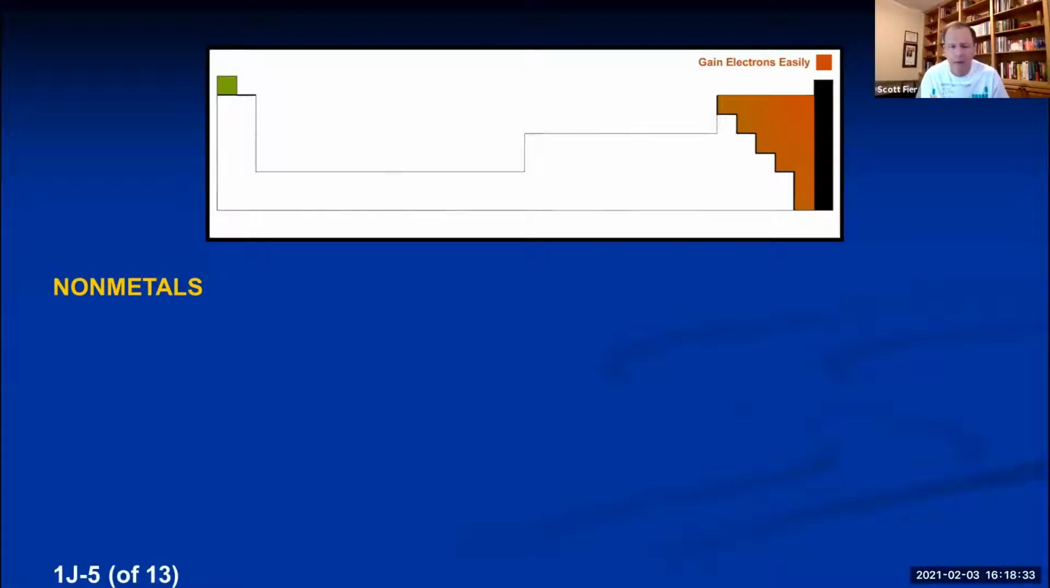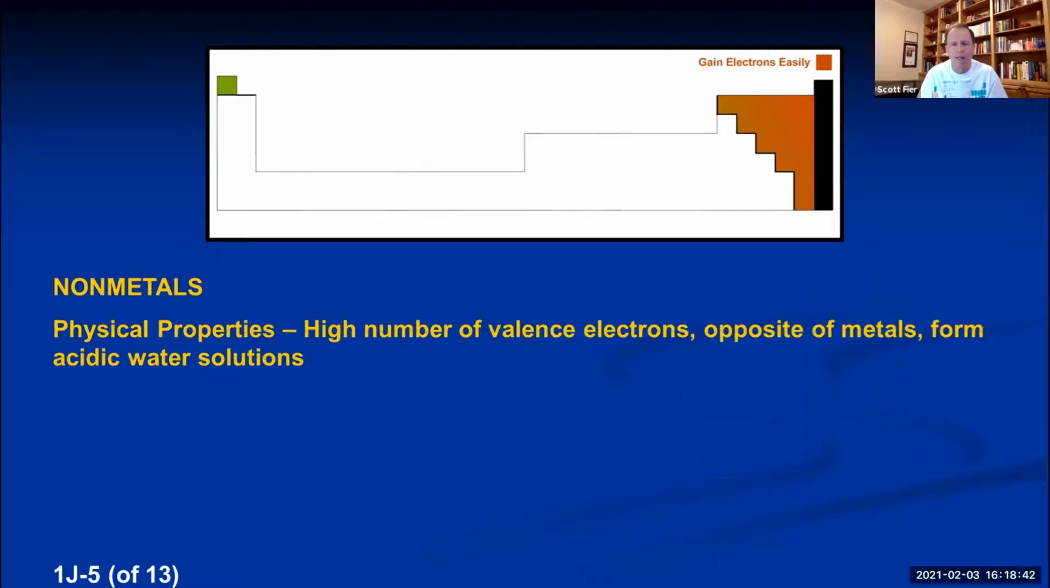And the nonmetals have a number of properties I would like you to know. First, their physical properties. They're on the very right side of the periodic table. In terms of valence electrons, these elements have high numbers of valence electrons. That's characteristic of nonmetallic elements. All the other properties are opposite of what we listed before. They are not malleable, they are not ductile, they don't have luster, they don't conduct heat, they don't conduct electricity. And if you dissolve a nonmetal in water, you wind up getting solutions that are acidic.